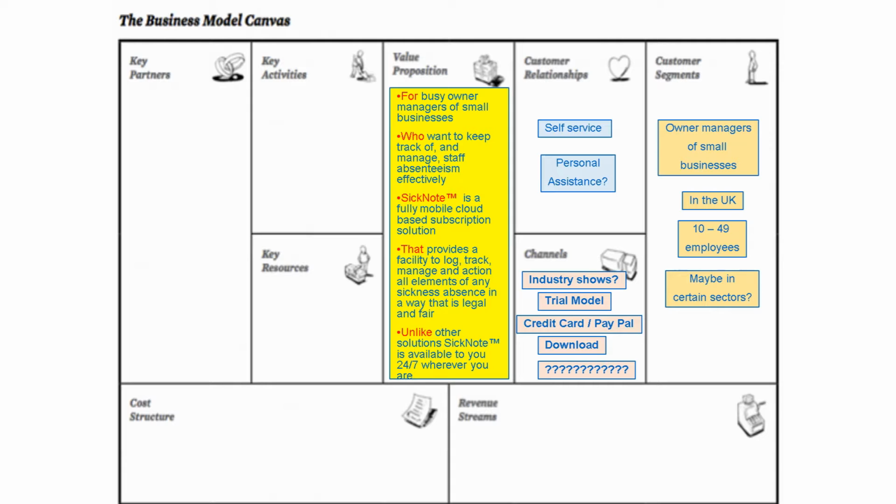So that's the front end of the model of the canvas populated. We're now going to look at the 3 back end boxes, the ones on the left hand side. Those are the headed partners, activities and resources. And I'm just going to run through what the prompts are on each of those boxes.